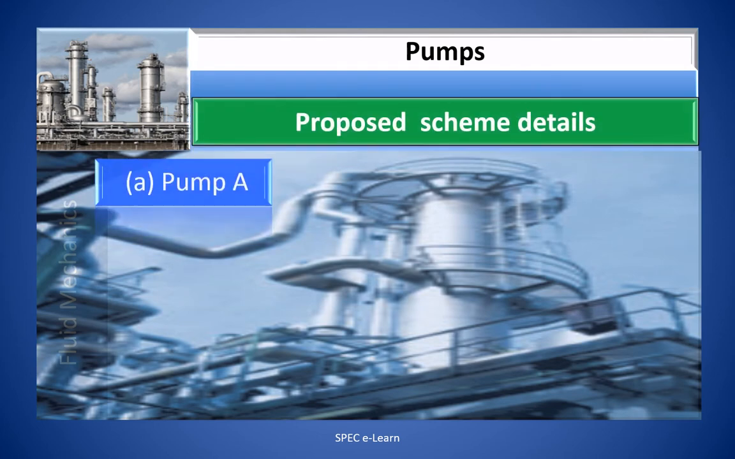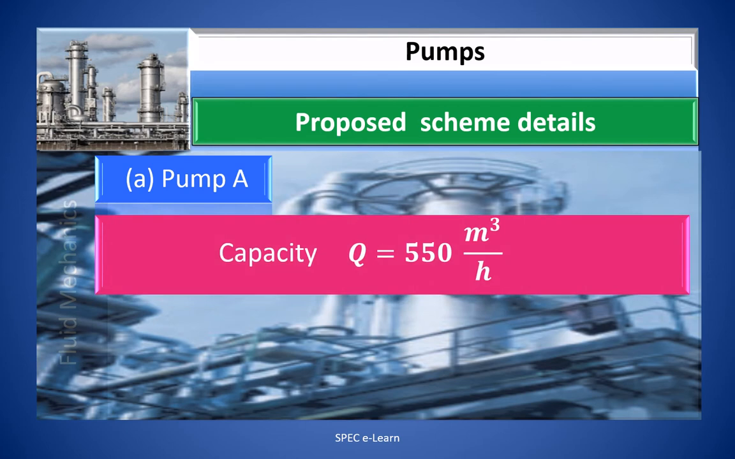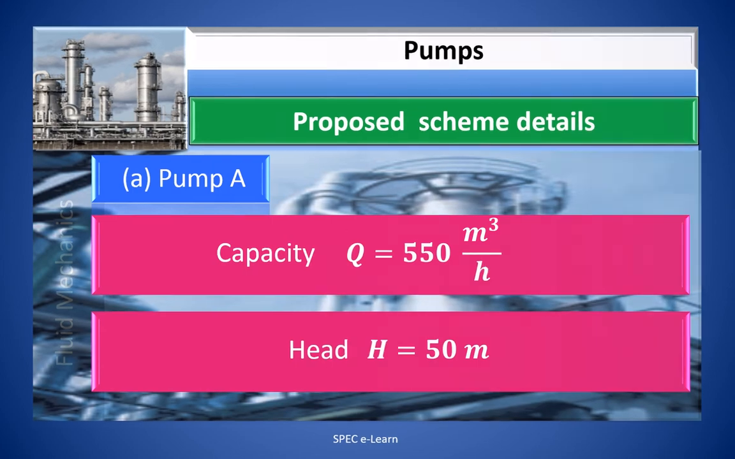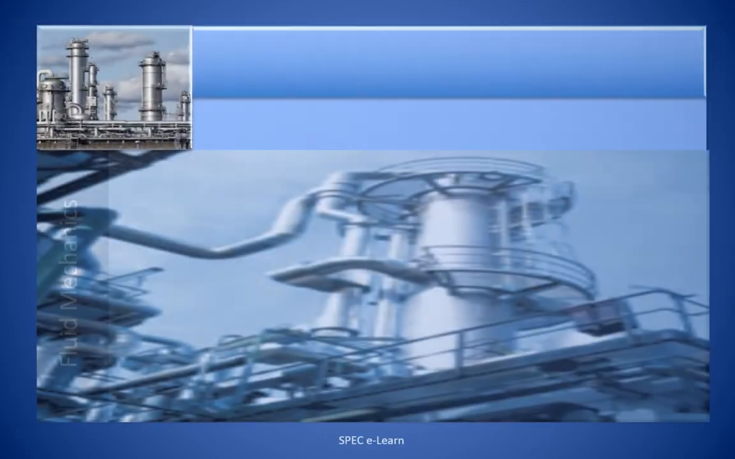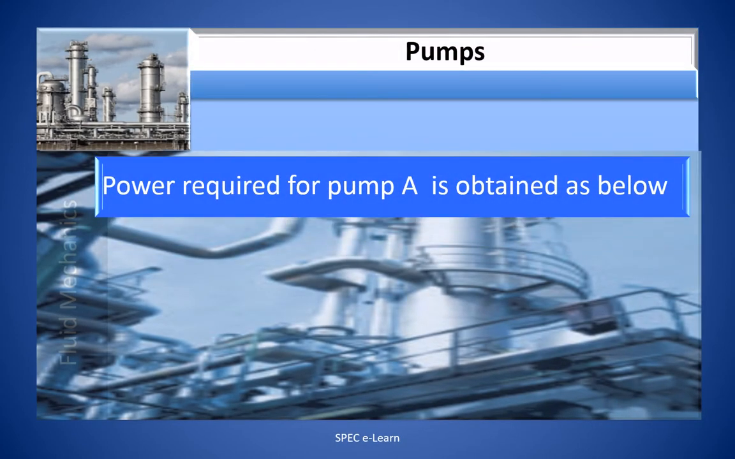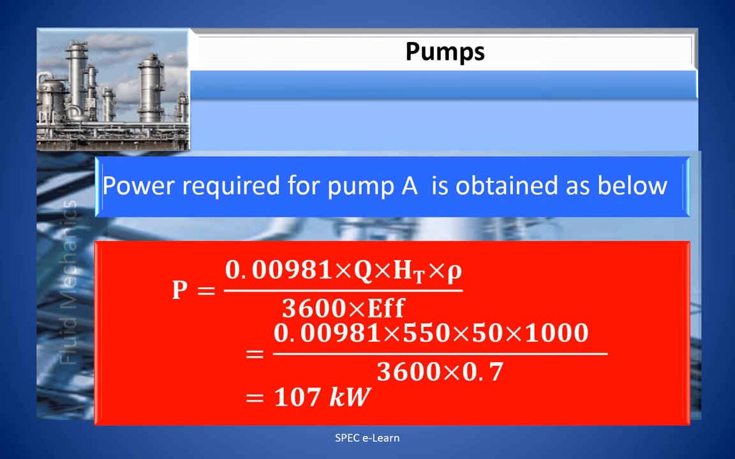The proposed scheme details for pump A are: capacity Q 550 cubic meter per hour, head developed H equal to 50 meter. Power required P for pump A is obtained as below: P equal to 0.00981 times Q times H times rho divided by 3600 into efficiency. Substituting the data for pump A, you get P equal to 107 kilowatt.